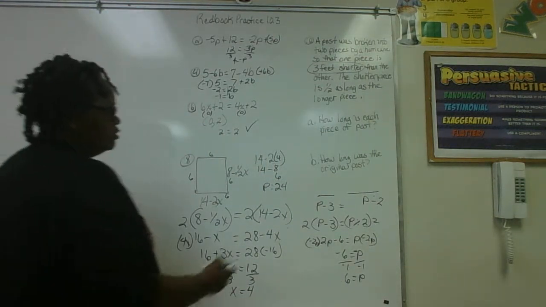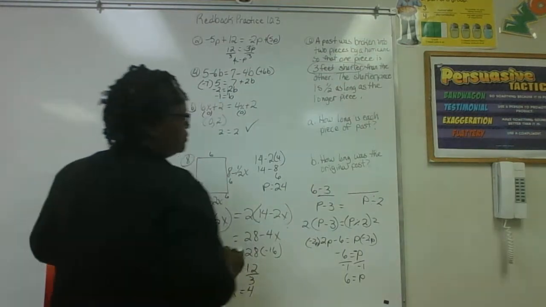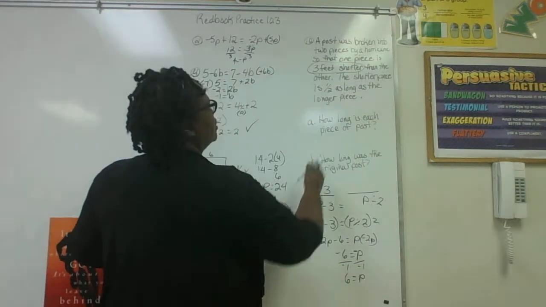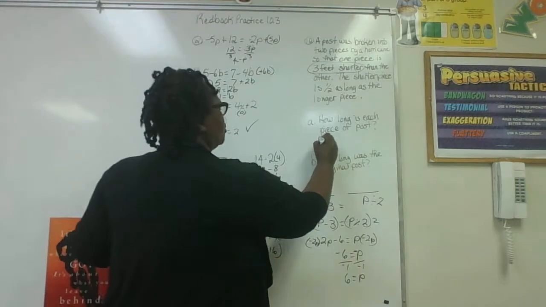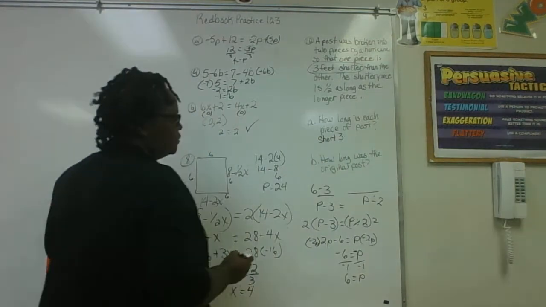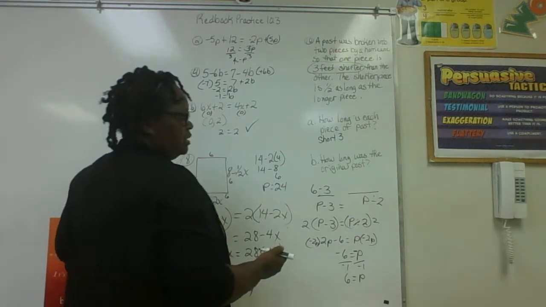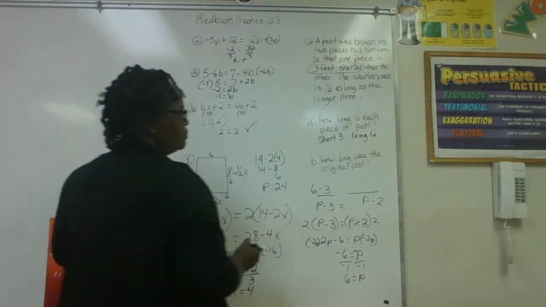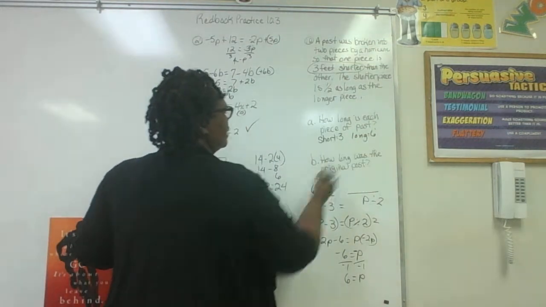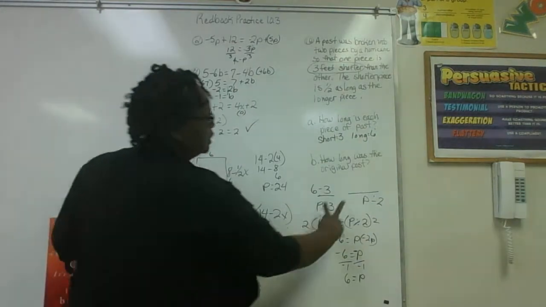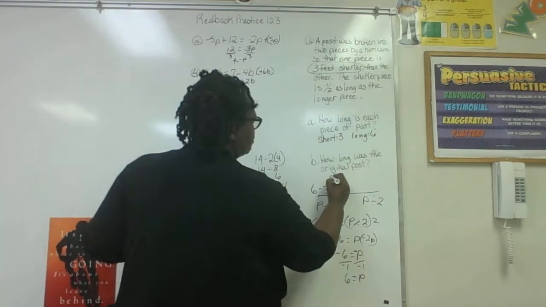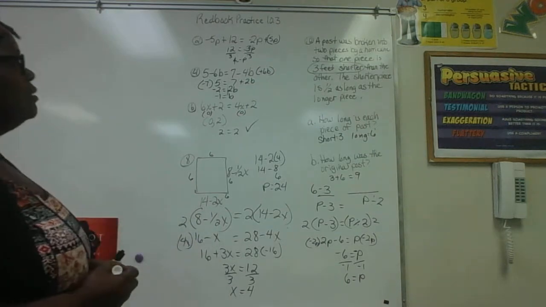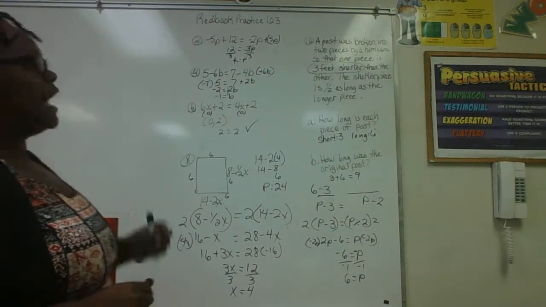So therefore, the shorter piece is 6 minus 3, okay, which will give us the answer of 3. It says, how long is each piece? The short piece is 3, and then the long piece is 6, just P. The long piece is 6, okay? Then it says, how long was the original post? Well, they were broken into 2 pieces. So that's 3 plus 6 equals 9. So the original post was 9 feet, okay? So that is our 10.3.